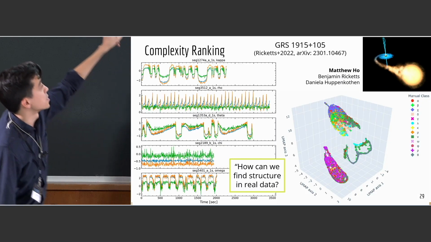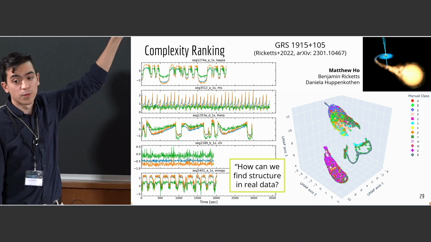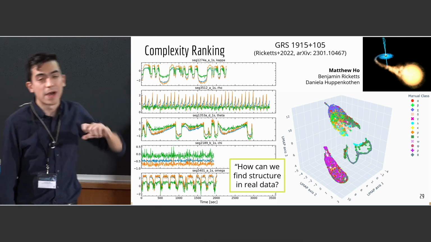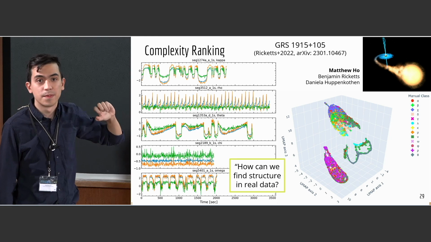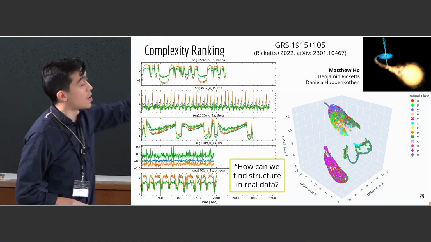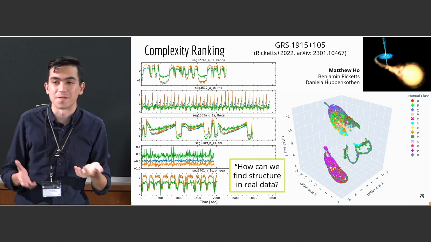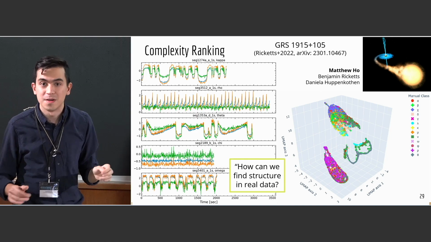Lastly, I just want to mention this crazy system. This is GRS 1915+105. It's a black hole binary system, and these are 5 light curves from the same system. Ridiculous. Tons of variability. It's often referred to as the graveyard of theses, because many people have tried to describe it, and no one has a good physical model.